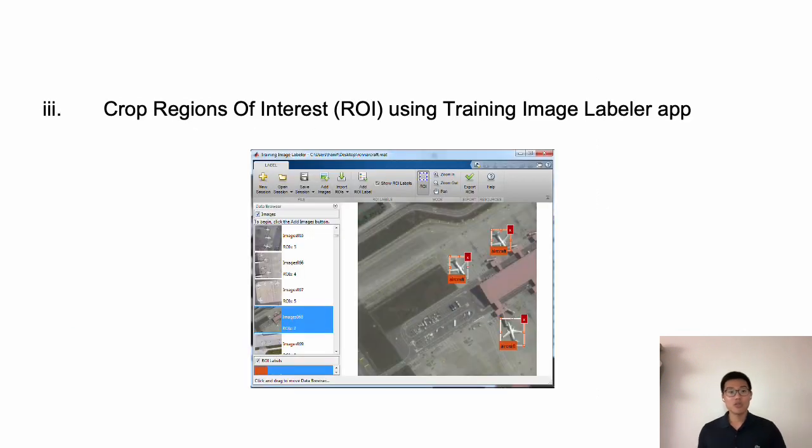In order to crop the region of interest, we will actually use the built-in toolbox on MATLAB, the image labeler, whereby we will be drawing boxes around the aircraft as shown over here. Again, we have three aircraft, so we will draw three bounding boxes around them.